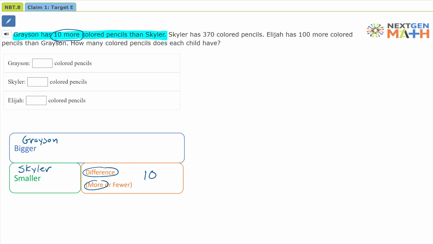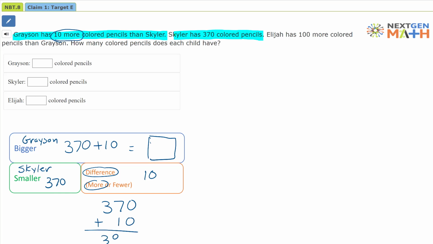The problem goes on to read this. Skylar has 370 pencils. So if Skylar has 370 pencils, how many pencils does Grayson have? Well, the amount of pencils that Grayson has is this. It's going to be 370 plus the 10. That's how many pencils Grayson has. So 370 plus 10, that's equal to 380.